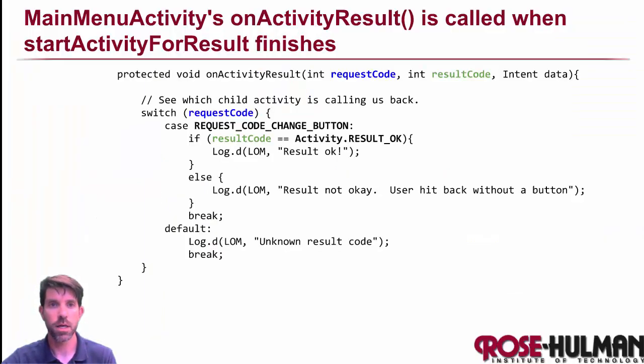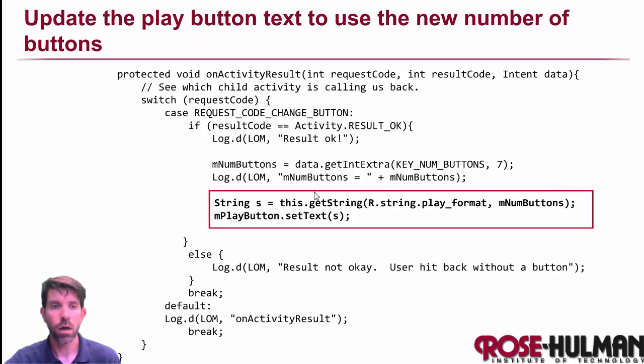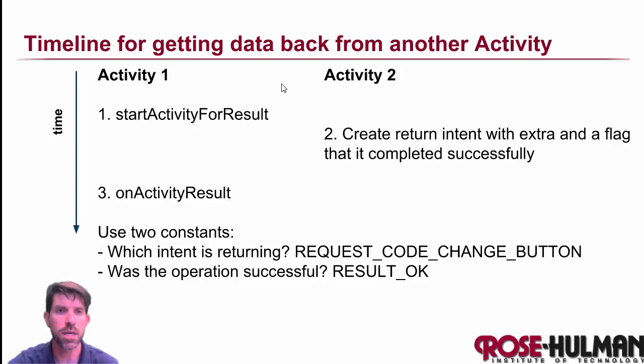All right, so let's go back to our slides and see what we got going on here. So we've taken our information here. I suppose I could have logged it. I chose not to when we coded it up. And then we update the play button text, right? So if we wanted to summarize what's going on here, if you want to get information back from another activity, there are sort of 3 steps here over time.